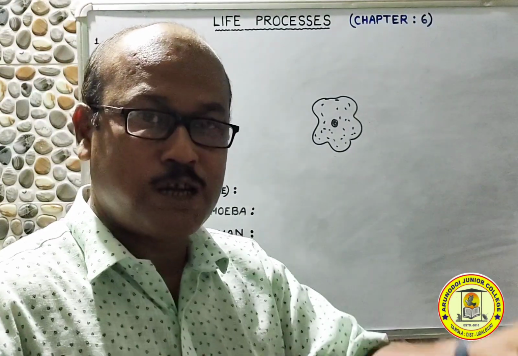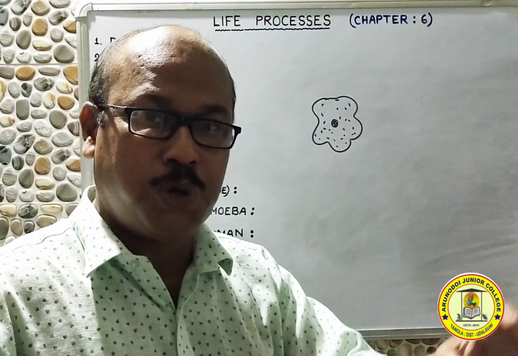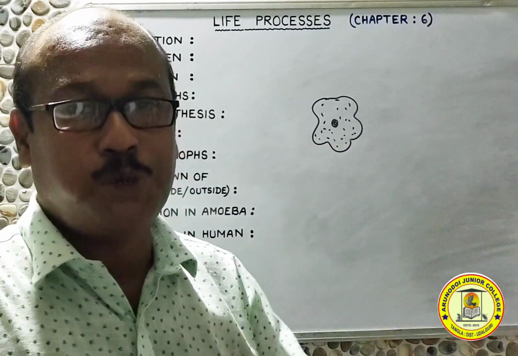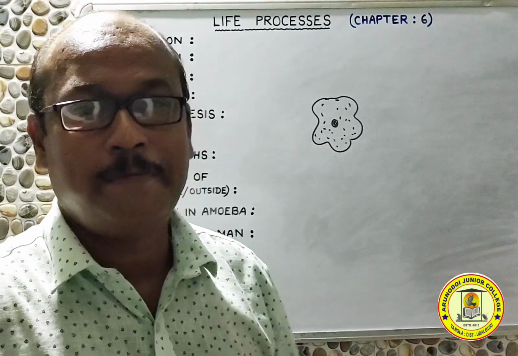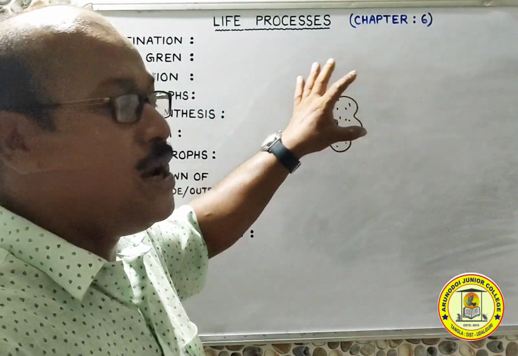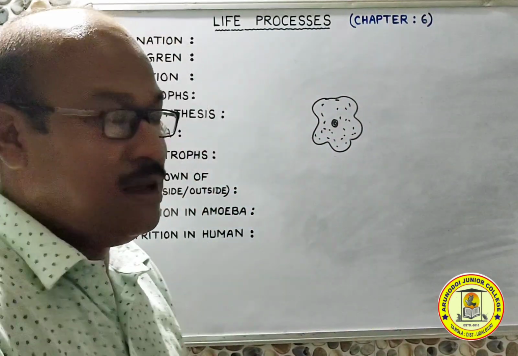This is the cell, it has to respire. This is the cell which has to grow. This is the cell which has to reproduce. This is the cell which has to die. So all the activities will have to be maintained by the single cell.